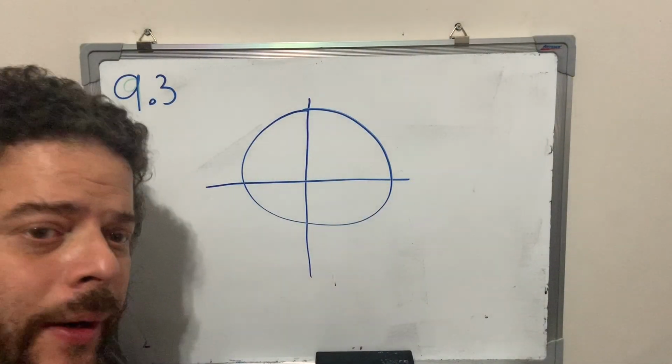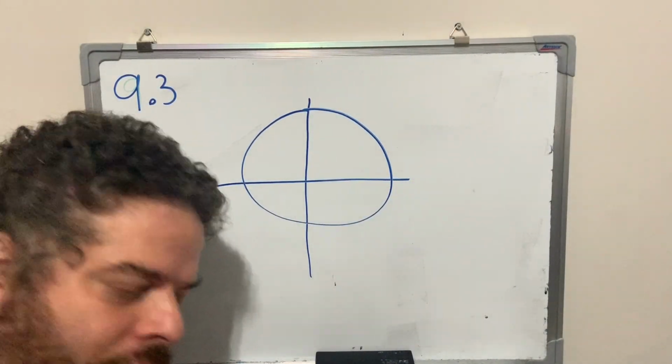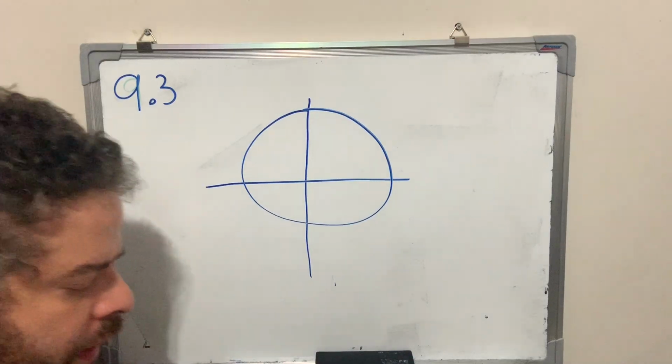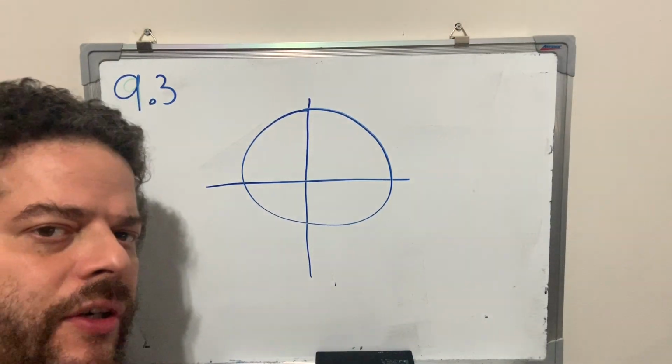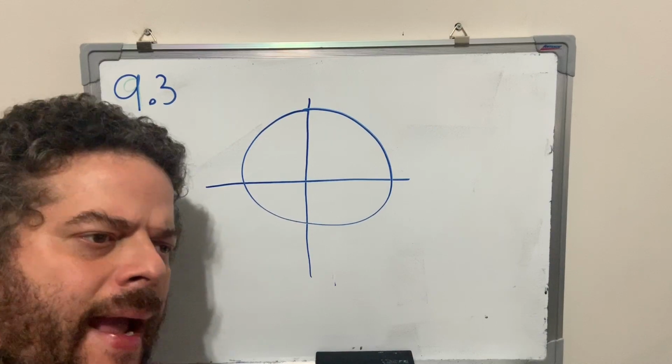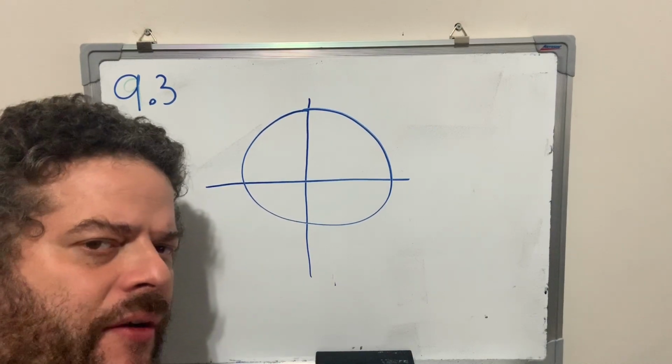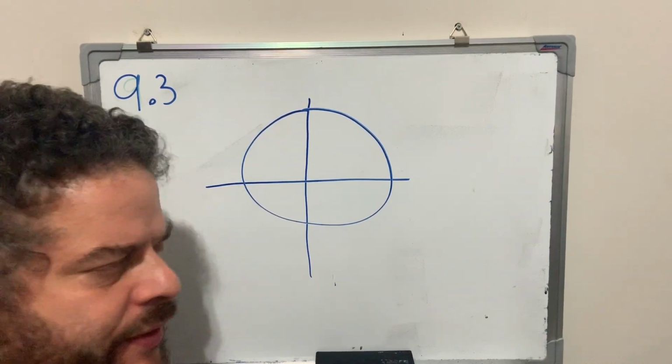Good morning, guys. Today we're going to go over 9.3, the last class of the year. Pretty much what we're going to learn here is how to work with circles, unit circles, and a couple of other things: how to find angles and the so-called reference angle.